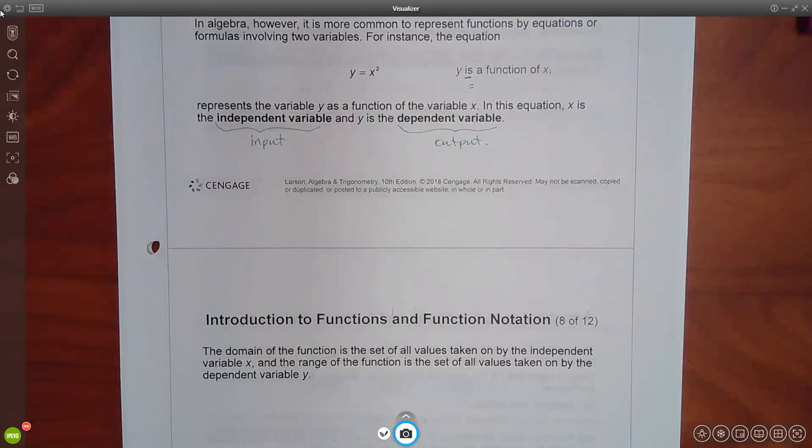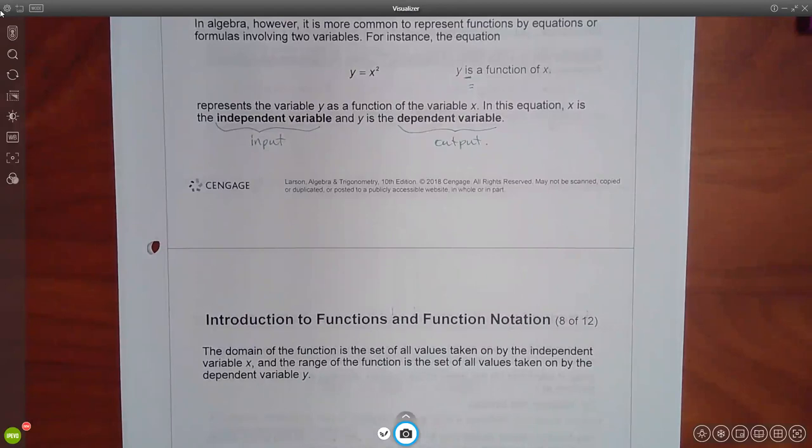I plug in a real number, but somehow inside the radical I get a negative number, then I'm not going to get a real number back out. I'm going to get an imaginary. You can't graph imaginaries, okay? Not on the XY plane, you can't graph imaginaries. So that's another case of when I put something in, but I didn't get a real number back out. That's another kind of restriction.